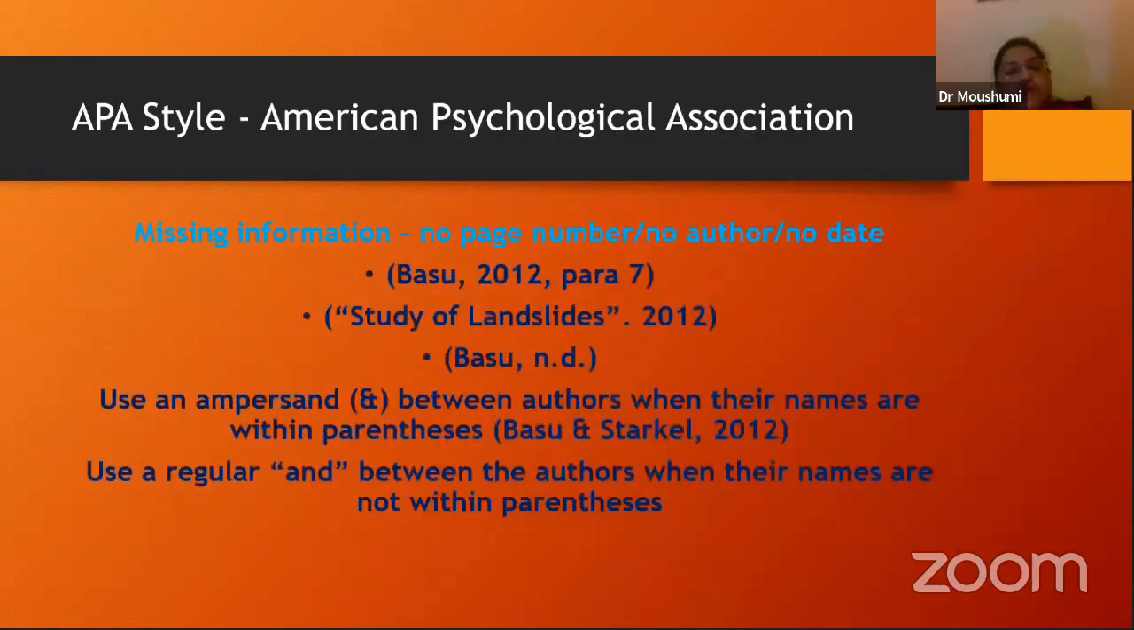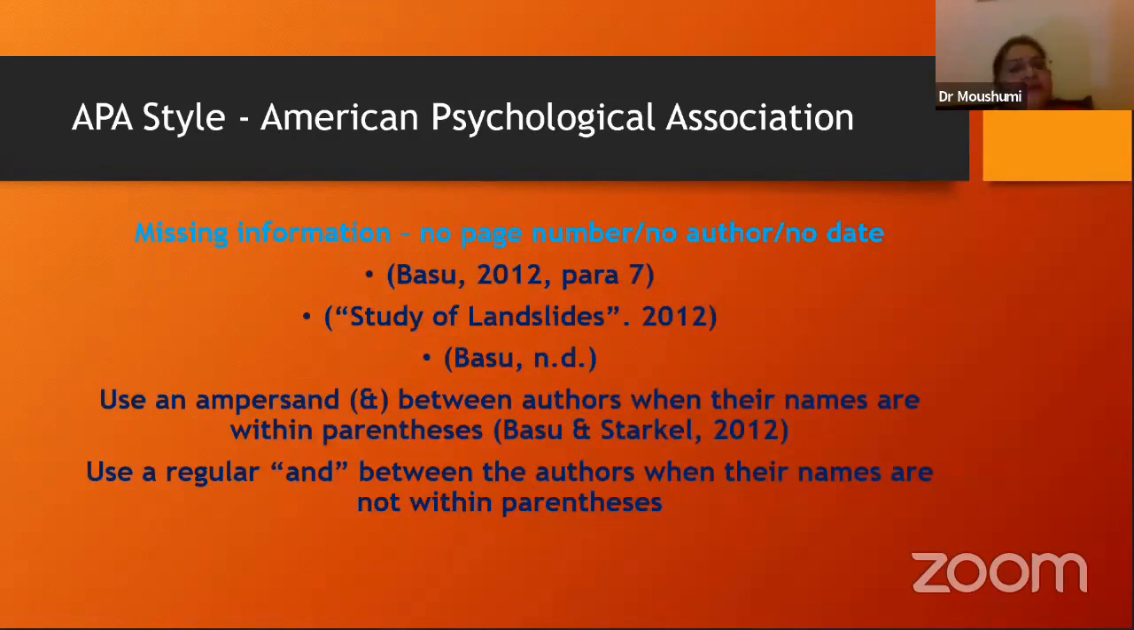Sometimes you will find, when you are citing a particular book or a particular document, that there are no page numbers. The names of the authors are not there, but the document is very important for you. There is no date. So how do I cite them? Friends, the APA has made arrangements for that as well. Take, for example, I have no page number. I write Basu, 2012. And since the page number is not there, I mention the paragraph number, maybe paragraph 7.